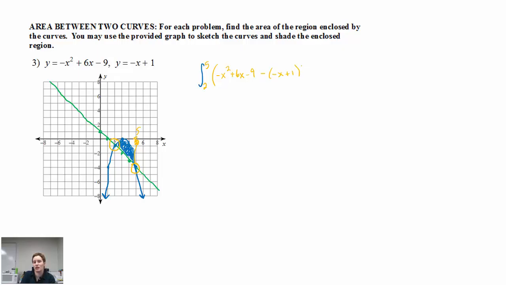And the thing that is important here when we subtract the line is that we have to distribute that negative. And so what that does is it makes this be plus, plus, minus. When I distribute the negative, it changes both of these signs. And then I can add like terms.